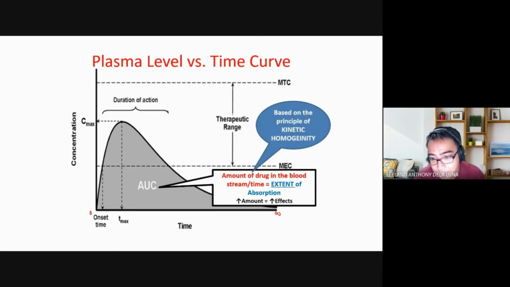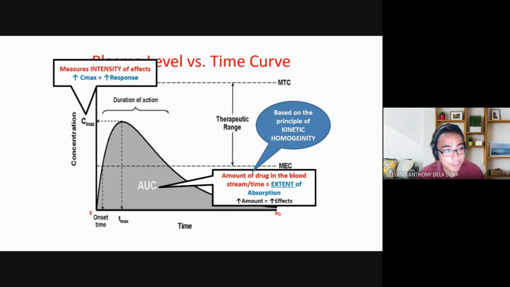So the higher the absorption, the higher the AUC class, ang assumption natin is the higher din ang effects. Now this is in relation to the principle that I've been telling you guys, which is about the kinetic homogeneity principle. Na sabi natin, the higher the amount of drug in the bloodstream, we assume that that's the same amount reaching the target sites.